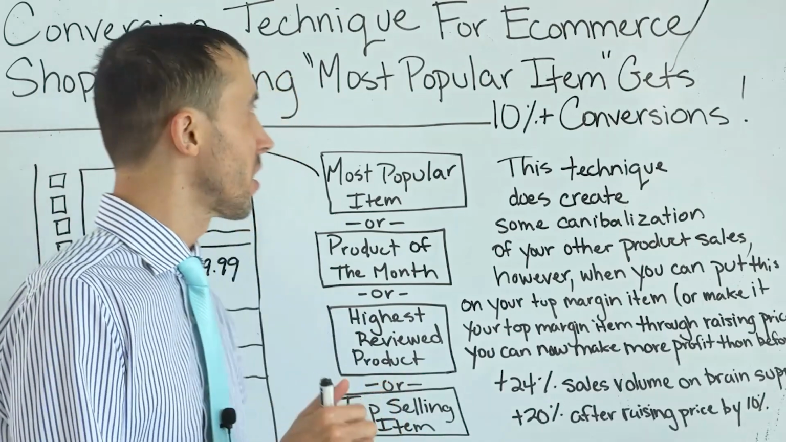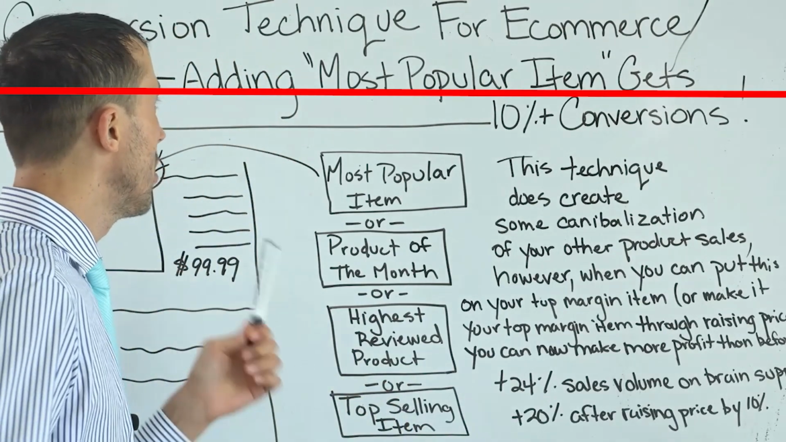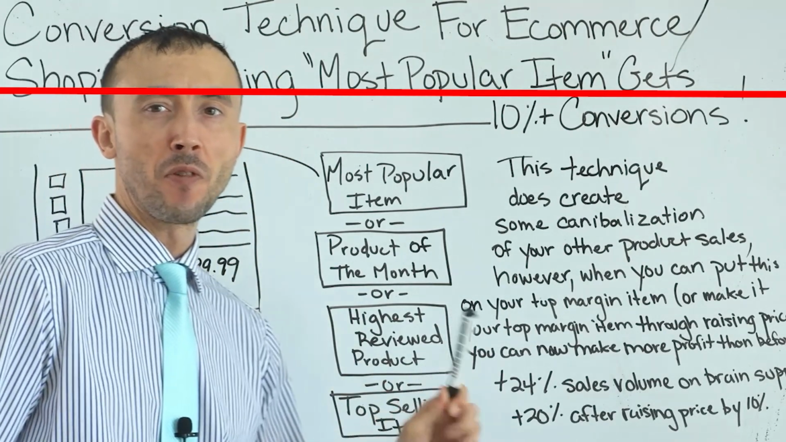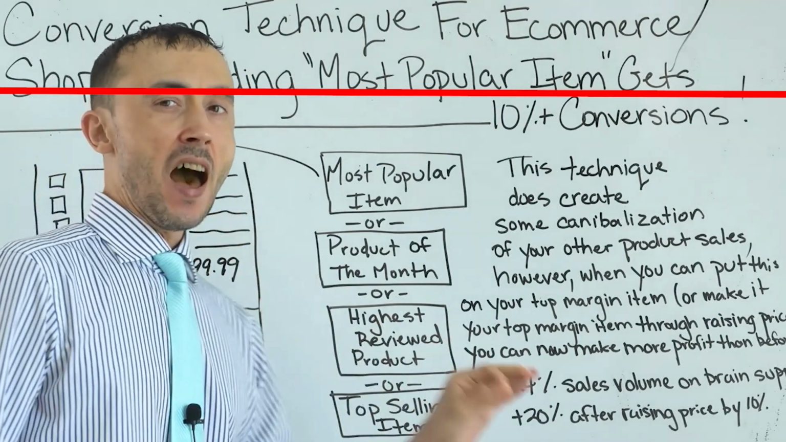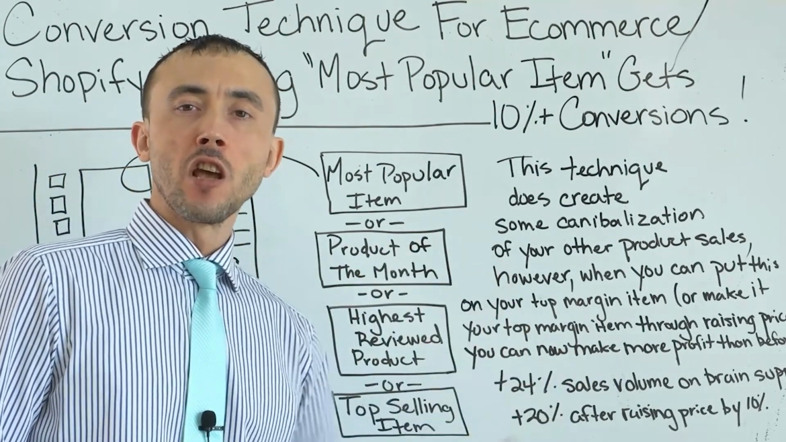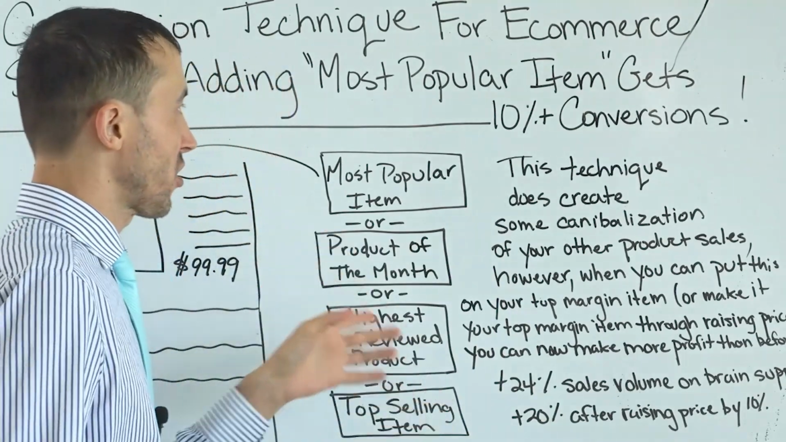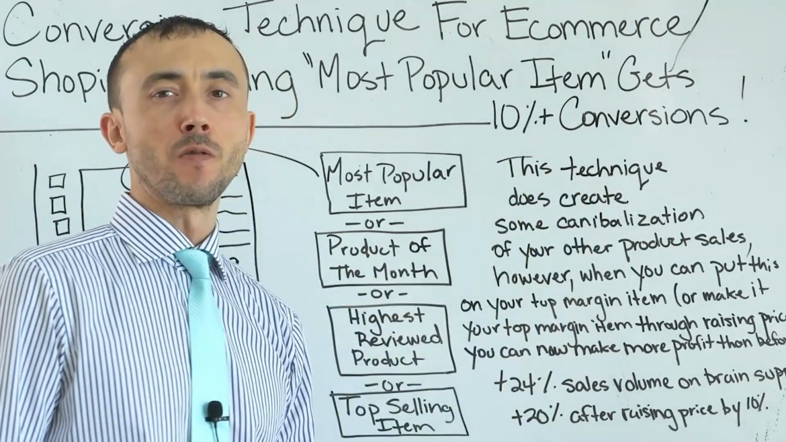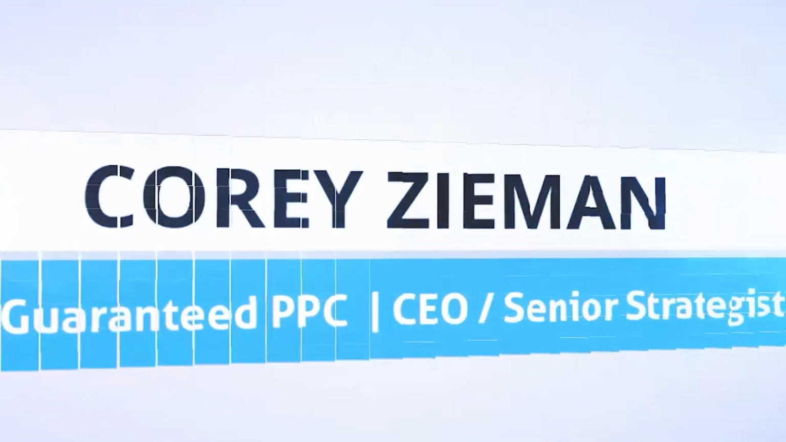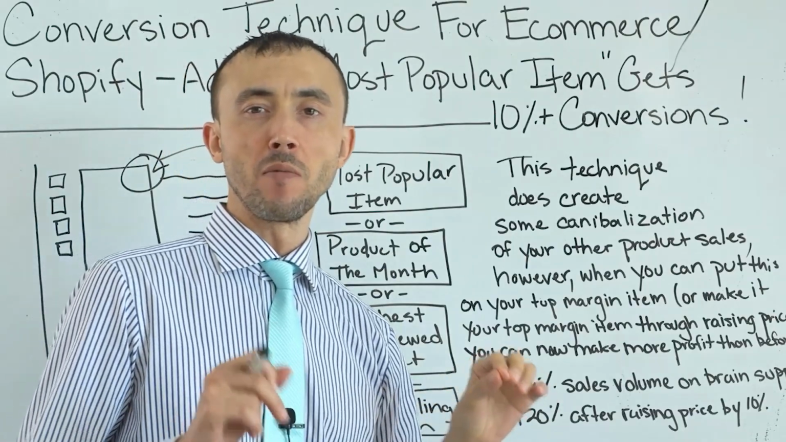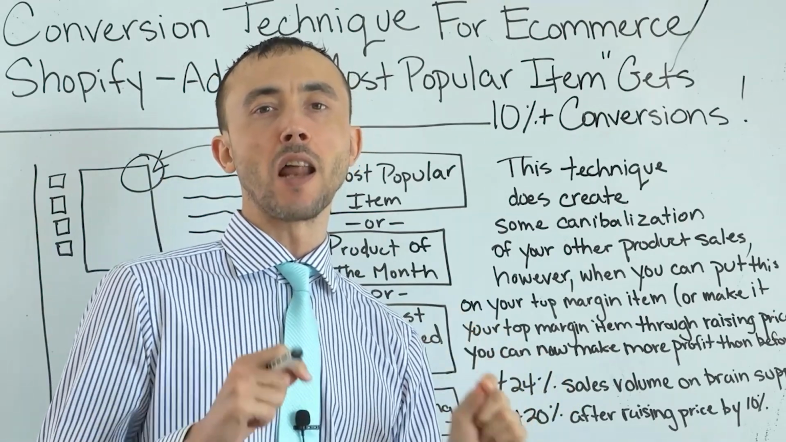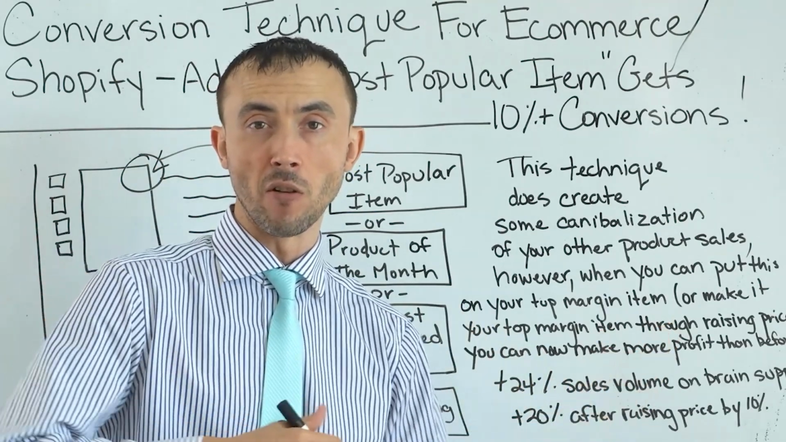In today's video, we're going to cover a conversion technique for e-commerce businesses or Shopify sites, if you're running a Shopify site, by adding a simple little change to your product pages. You can actually get at least 10% more conversions or conversion rate from the same exact traffic you are driving to your product pages right now, or to your site in general, if you want to say that.